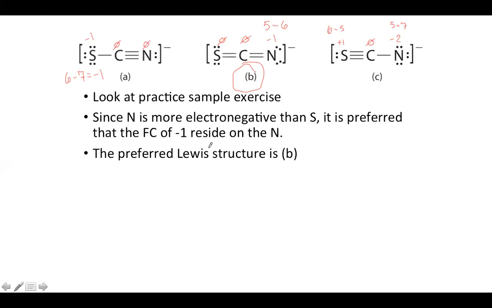Again, nitrogen's more electronegative, so it would make sense that it would have more electrons around it in the Lewis structure than valence electrons that it has.